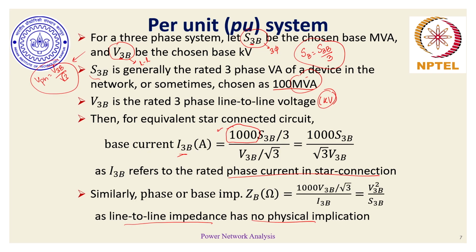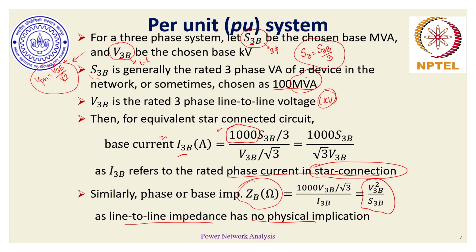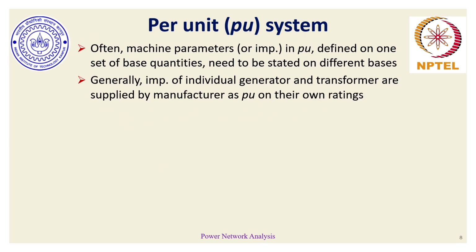Phase impedance would be nothing but the ratio of phase voltage by phase current. We know our phase voltage here. We also know our phase current or base current, because this phase current or base current is referring to a conventional star configuration. So if you put in those numbers here, magically the base impedance turns out to be V3B square by S3B, similar to the single phase discussion. And that is all about the mathematical understanding of what the per unit system is.